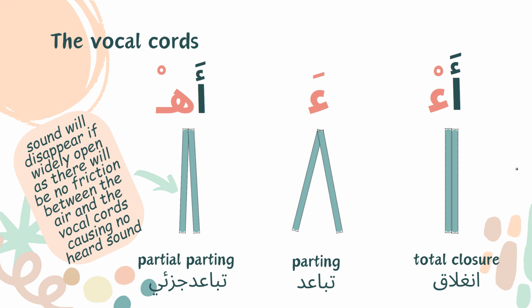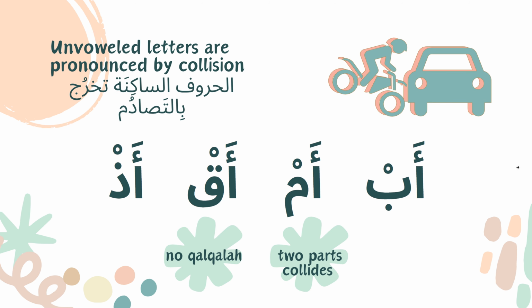And remember when we mentioned how the sound occurs? It occurs either by collision or by parting. Like in this case, for example, let's take it part by part. In this case, it's collision, and they are all sukoon letters. Let's give it a try. By collision, the sukoon letters are pronounced by collision. The two parts collide together. Let's pronounce the ba, but let's not make a qalqala, neither in the ba or the qaf. And let's say ab.